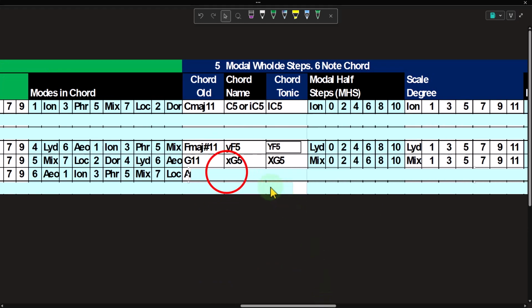All right, let's do the full one. If I did a full 6th note, and well, I'm on the 6th note, it would be an A minor 11.